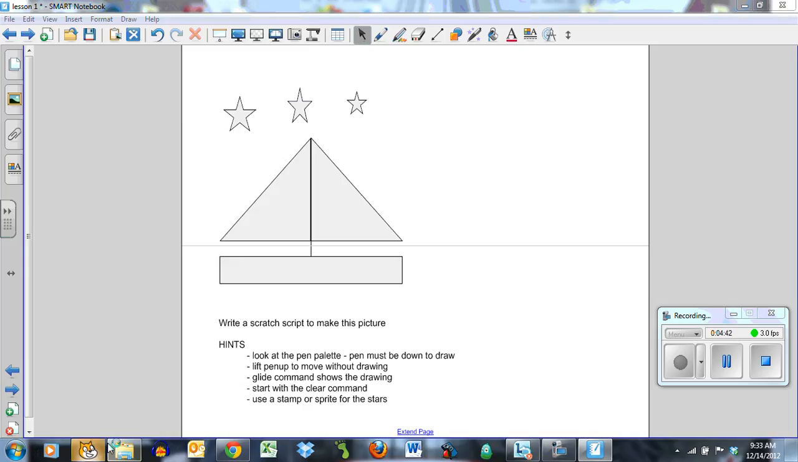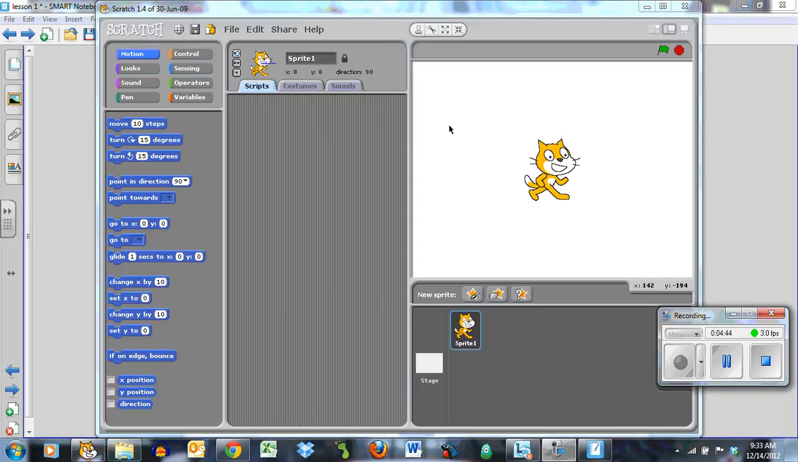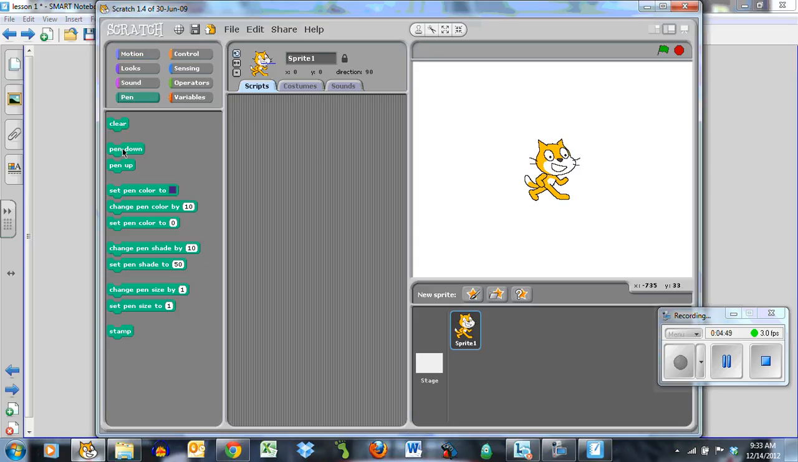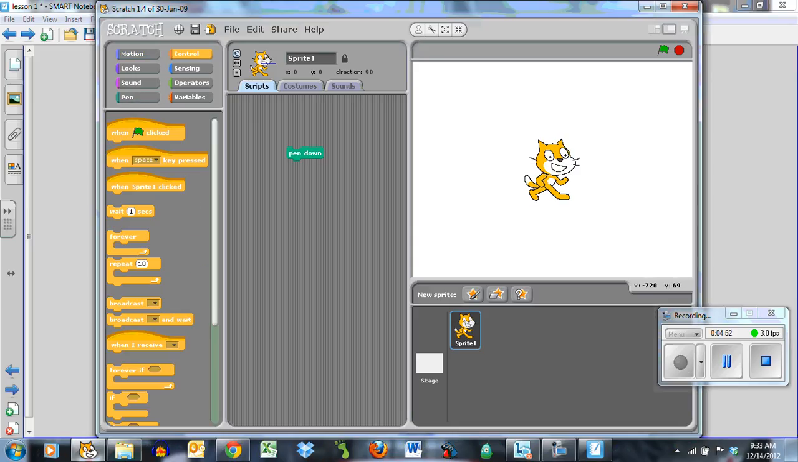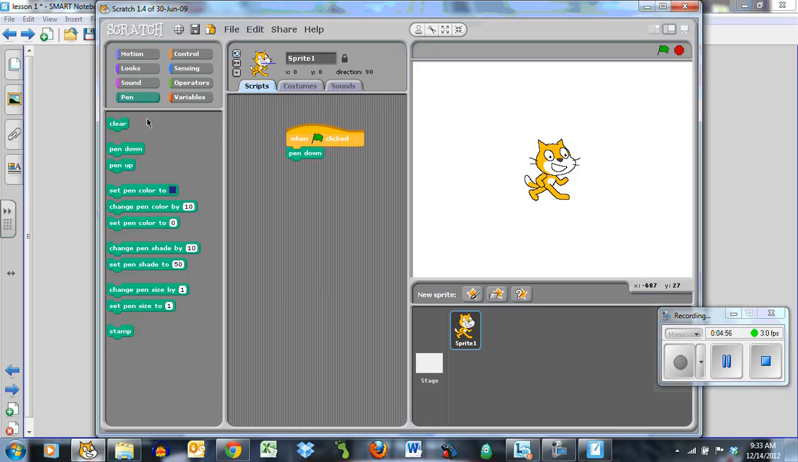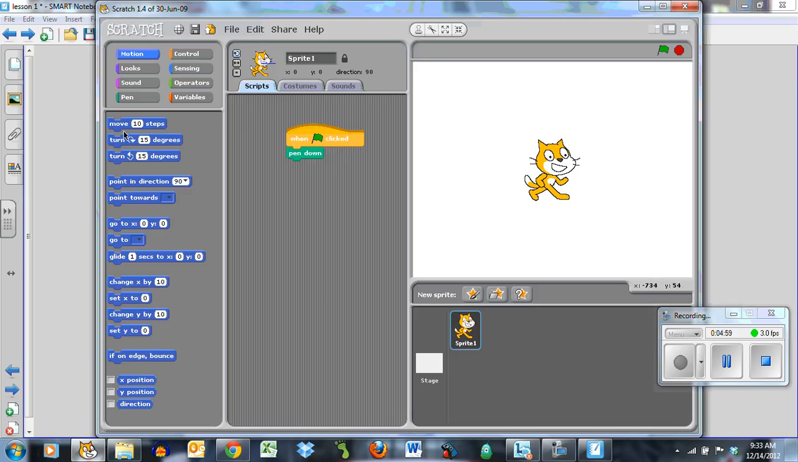And I'm just going to give you a quick example here of how to do that. Okay, so here's Scratch. I go to my pen and I put my pen down. We're going to have to put when green flag clicked, put my pen down. Okay, and then if I move say 40 steps, Scratch will draw a line. You can see that it's there once I move Scratch. If I want it to be longer, then of course I have to make more steps.